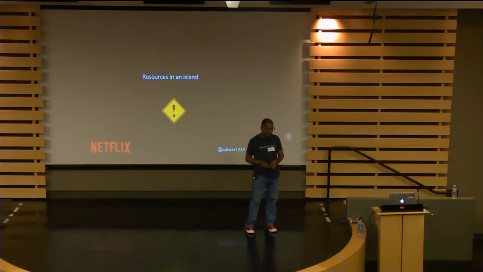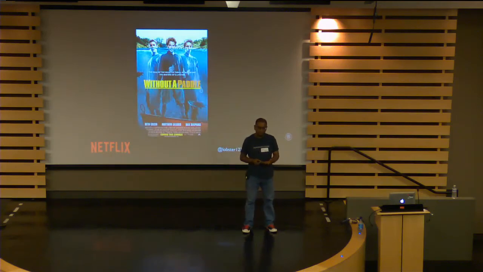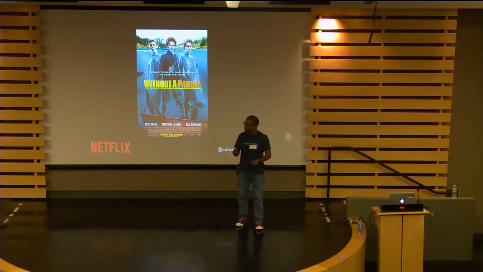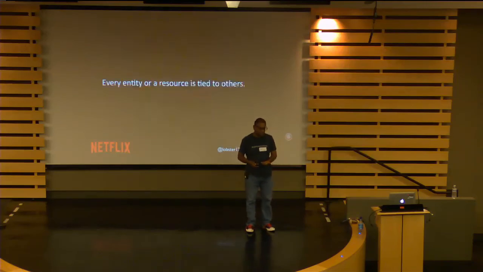So resources in an island. This is a pretty common scenario which happens, right? Because Jason showed that example of the street lamp, where there was a % of APIs which people could see and all other APIs which were in the dark. So that happens a lot. It's kind of resources in an island. So I look at one resource and then that resource has many connections, right? Because every resource is tied to others.